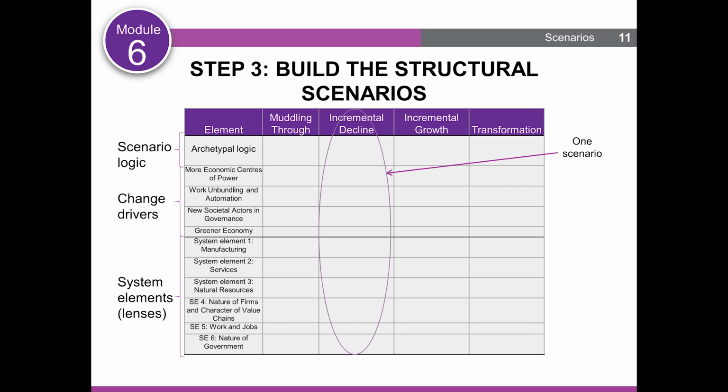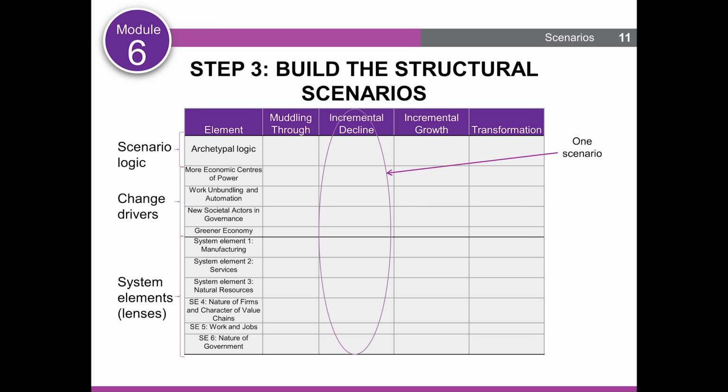Finally, we come to step 3, building the structural scenarios. This is a picture of a structural scenario. We list the 4 archetypes across the top, then write down the scenario logic for each archetype. We then write in the change drivers and system elements that we chose. Here, we pick change drivers and elements from the Future of Asia study.